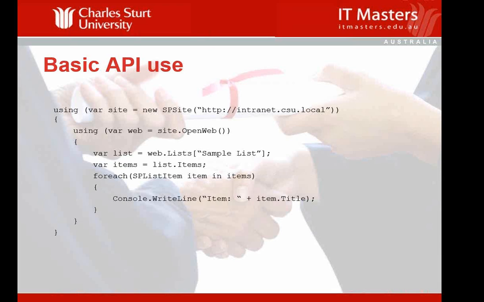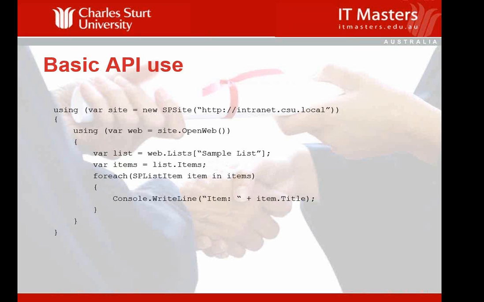There's another example here of getting a specific list. Here we have a list called Sample List, and I've got my items that I'm pulling out and going through in a foreach loop. A question that's just come in is, can I demonstrate this in SharePoint? Yes, that's going to be in my demo at the end.